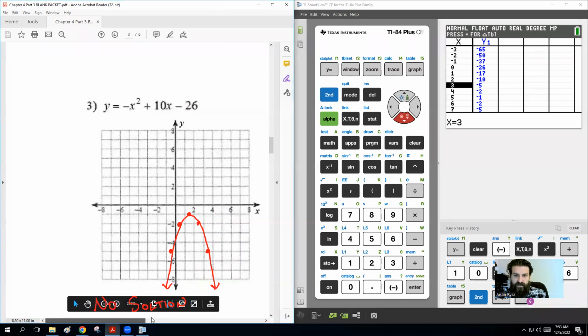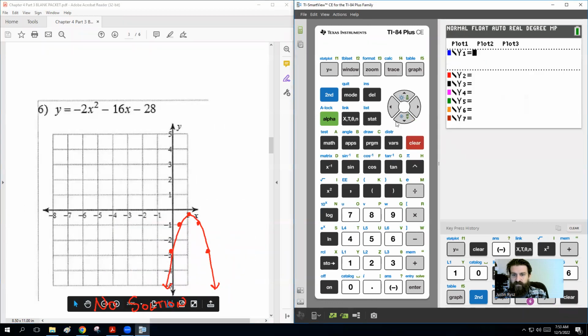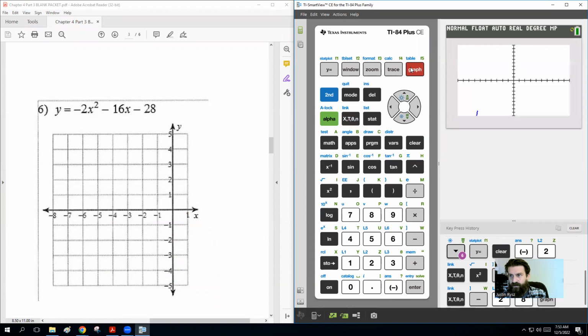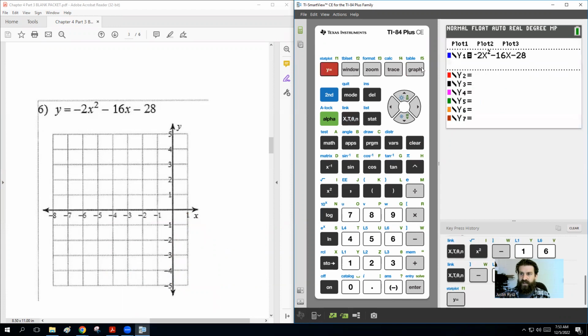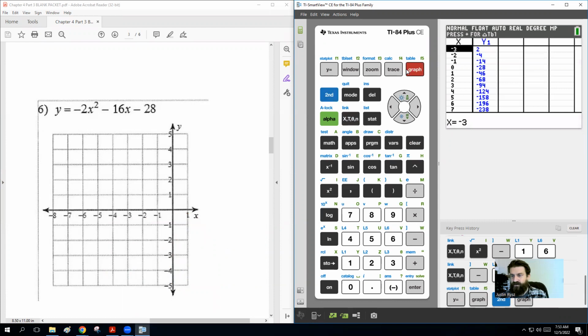All right, let's keep doing a couple more. We can see all the different scenarios that are popping up. So same thing here. Let's clear our drawing. All right, we're going to do -2x squared minus 16x minus 28. Hit the graph. Okay, so this does cross the x-axis. We know that. Let's go to our table by doing second graph. And it gets a couple numbers.